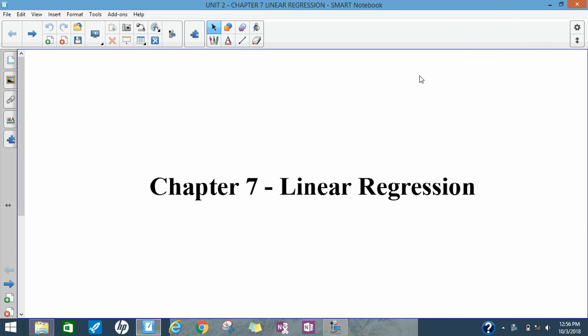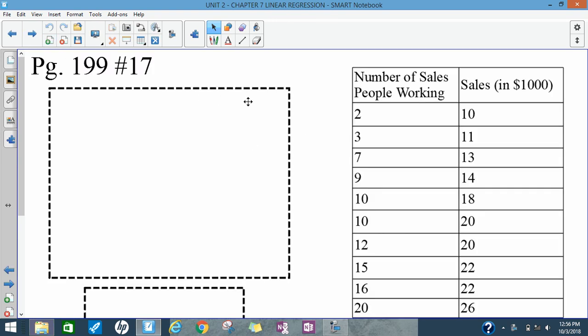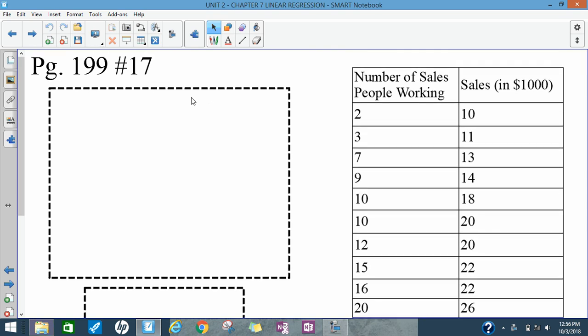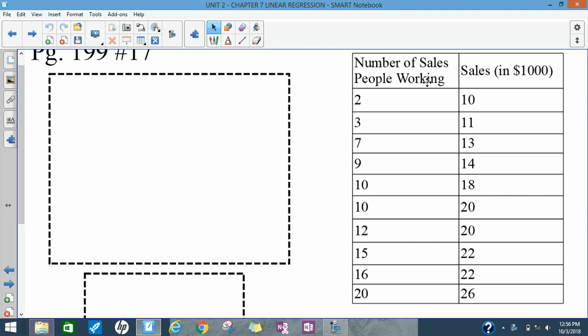Hey, today we're going to talk more about two quantitative variables and scatter plots, and specifically linear regression. So I've taken a problem from the book here, from page 199, number 17, and I've just taken the two quantitative variables, the number of salespeople working at a store, and the amount of sales they make in a day in thousands. So two people working at the store brings in $10,000. So on and so forth.